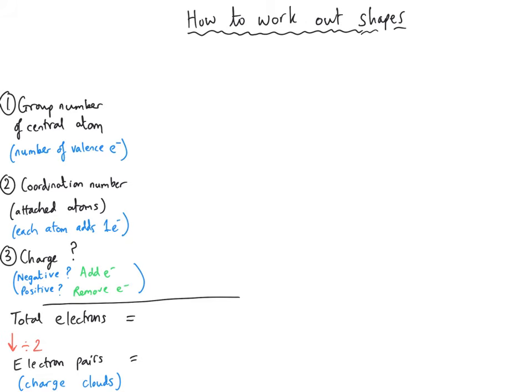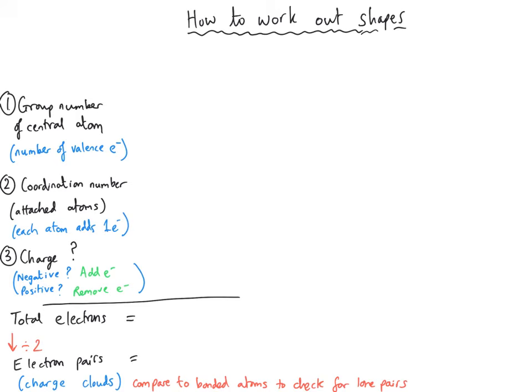Then we need to compare the number of electron pairs to the number of bonds. If those numbers are identical, then all the electron pairs are involved in bonding, and so there are no lone pairs. But if this number is greater than the number of bonding pairs, then the difference is how many pairs of lone pairs there are.